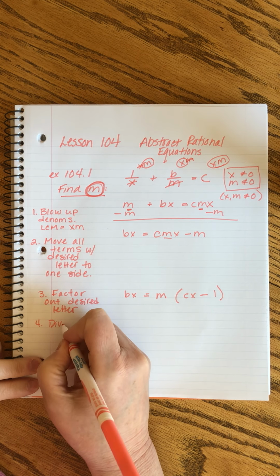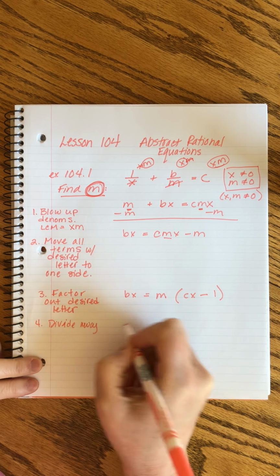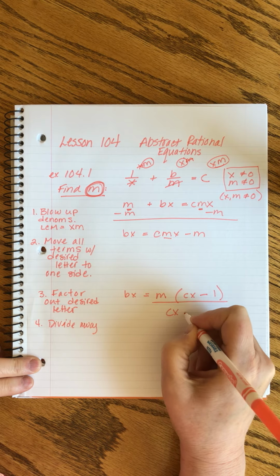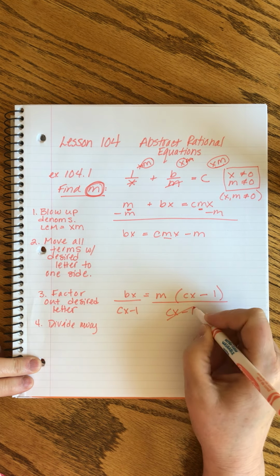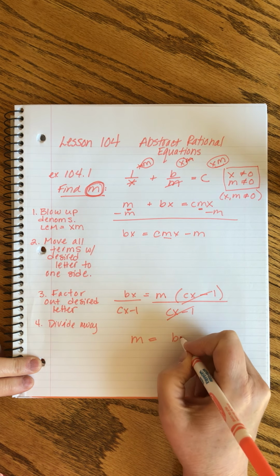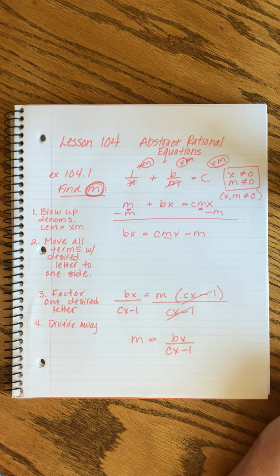For the last step, we just divide away the part we don't want. So we're going to divide, we want m by itself, so we're just going to divide cx minus 1, cx minus 1. Those cancel, so we get m, I'm flipping the sides now, equals bx over cx minus 1. And that's the right answer.